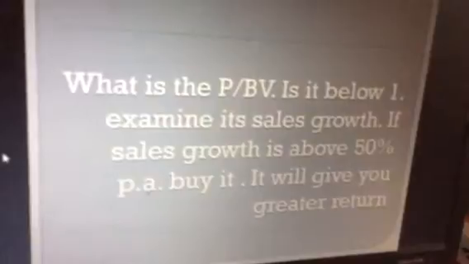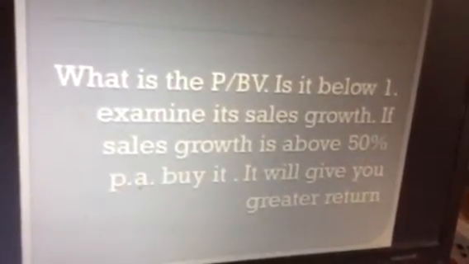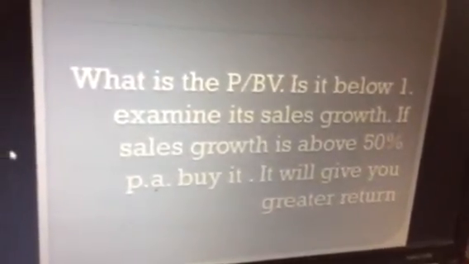What is P by BV? That is price per book value. Is it below 1? Examine its sales growth. If the sales growth is above 50% and price per book value is below 1, then you will definitely buy it. It will give you a greater return.